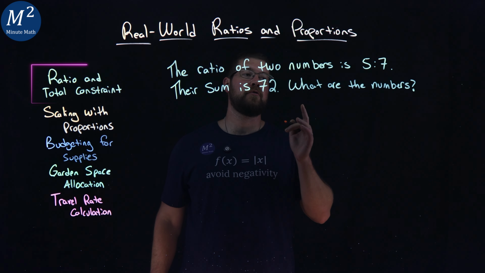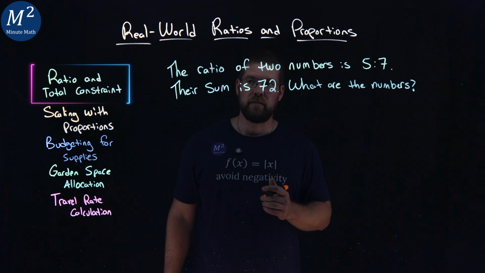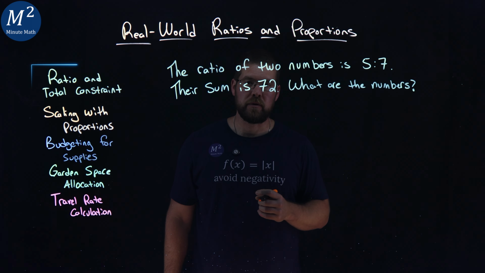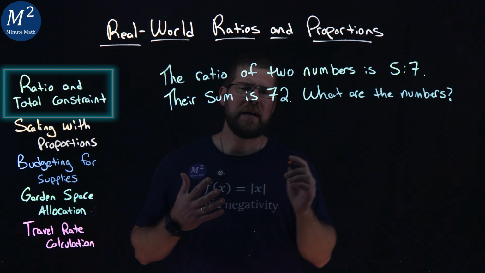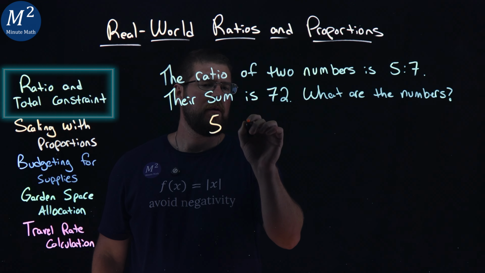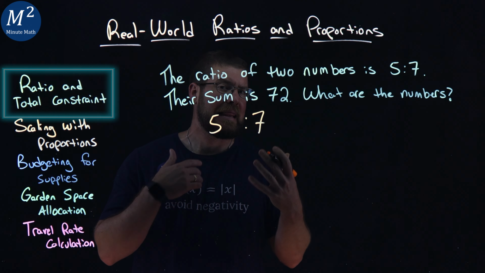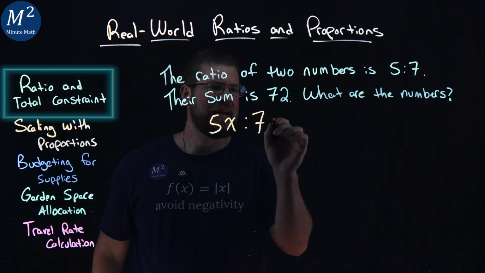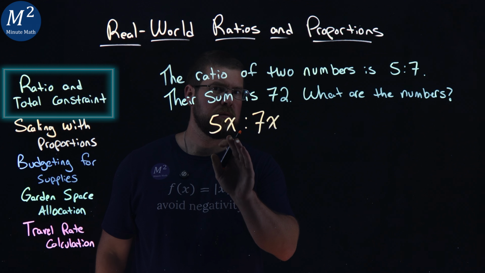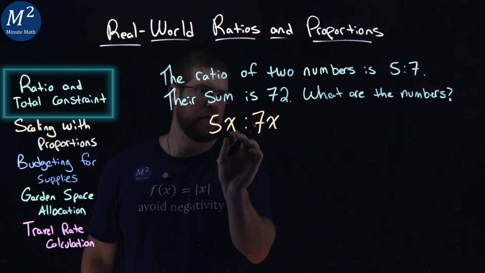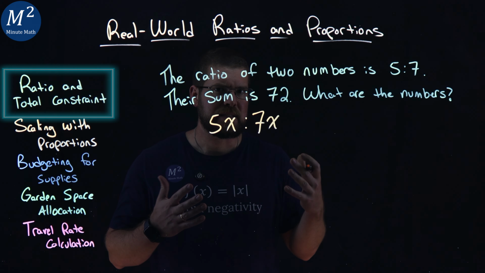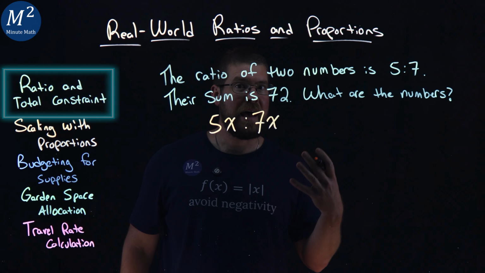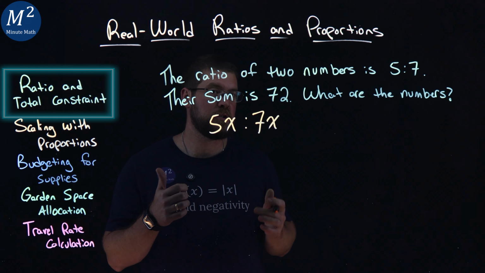The ratio of two numbers is 5 to 7. Their sum is 72. What are the numbers? Well, this ratio of 5 to 7 would be the same thing if we multiply both sides by a constant number. We can let that be x, the same number to both sides. So it's a variable here. We can represent this as x, and it'll still hold the same ratio.